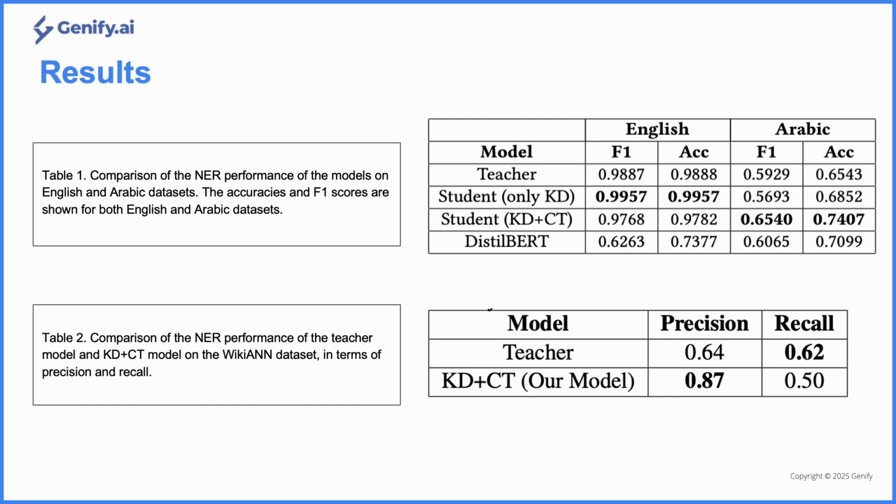Now, table 2 shows that while the teacher model achieved a recall of 0.62, the KD plus CT model demonstrated notably high precision, reaching 0.87. This emphasis on precision holds particular significance in domains such as finance and related fields, where accurate identification of entities is crucial.